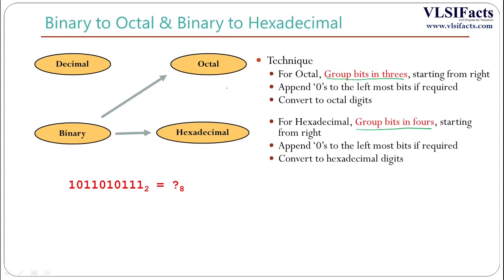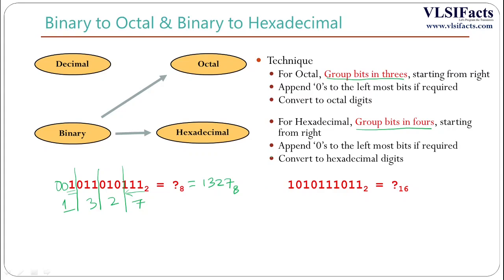Now we will group the binary bits into 3-bit groups starting from the right. In the last group, which is the MSB, since we are left with only 1 bit, we will append 0s to make it a 3-bit group. Now we will replace all these grouped bits with their equivalent octal digits. So 111 is 7, 010 is 2, 011 is 3, and 001 is 1. So the equivalent octal number of this particular binary number is 1327 in base 8.